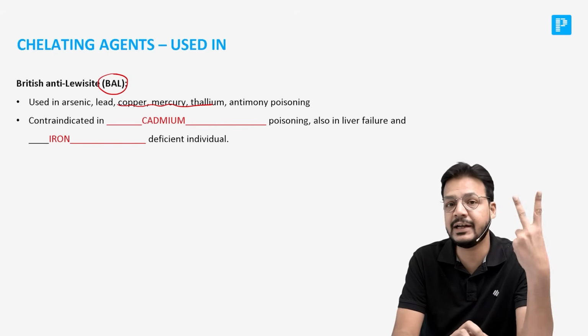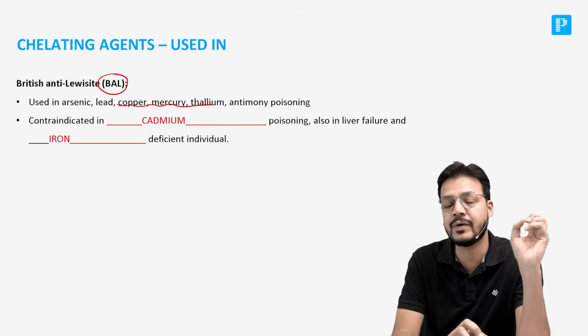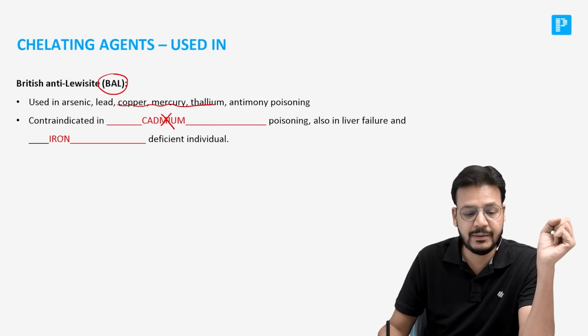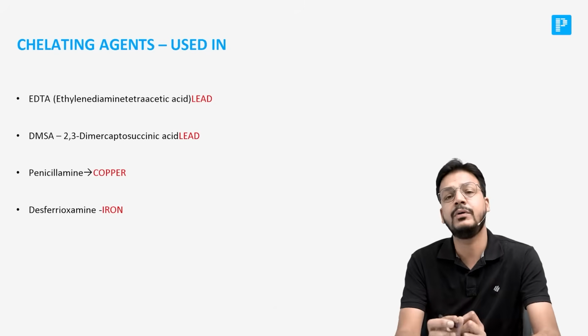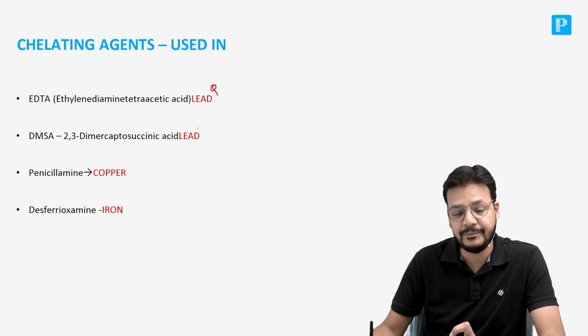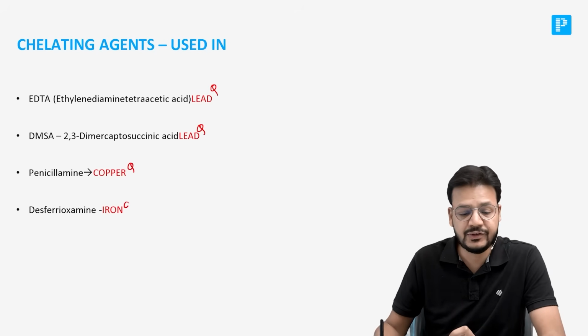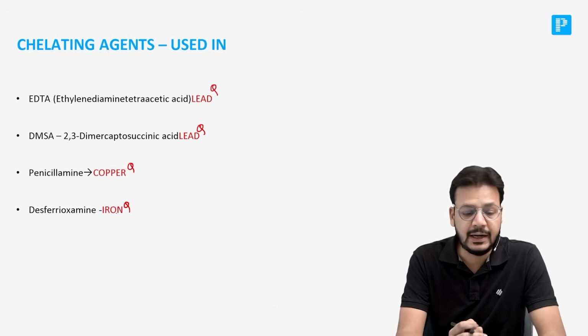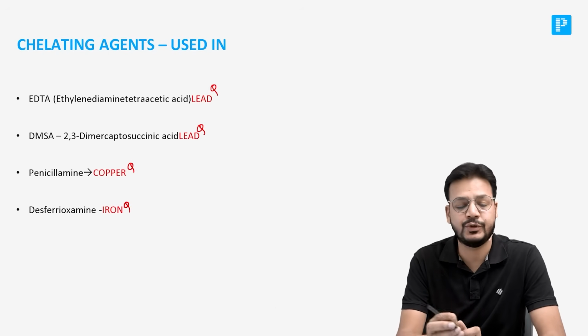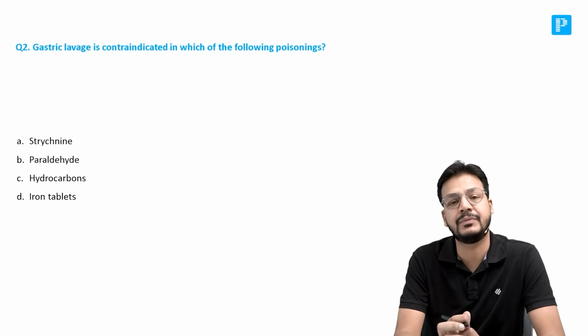It is contraindicated in two poisonings: cadmium and iron. Now, EDTA is used in lead and DMSA is used in lead. Penicillamine is a very important chelating agent for copper and deferoxamine is for iron. So this was the first question of this exam.